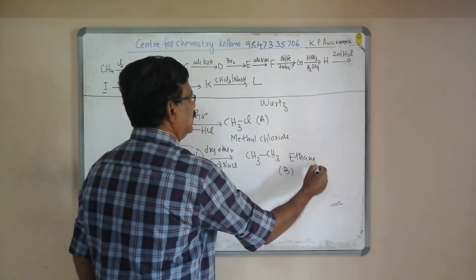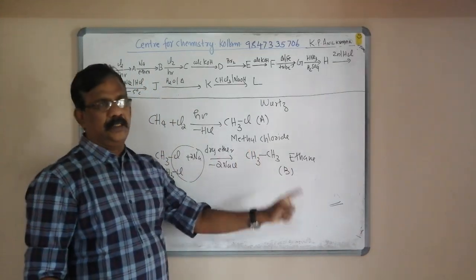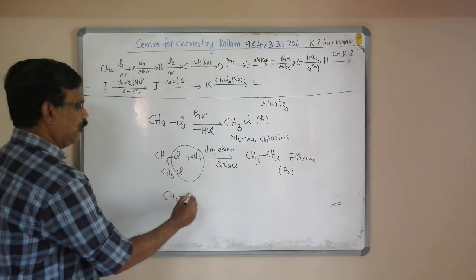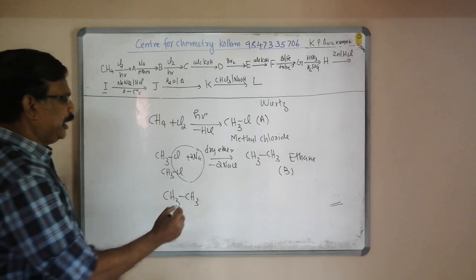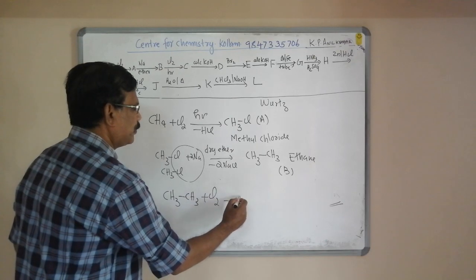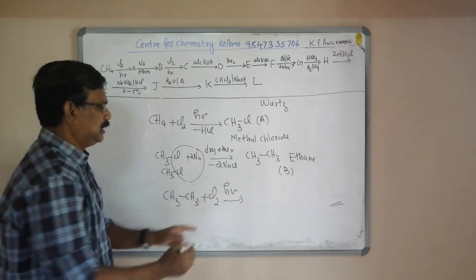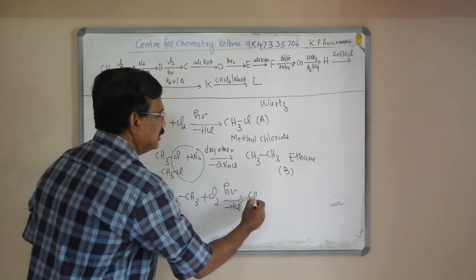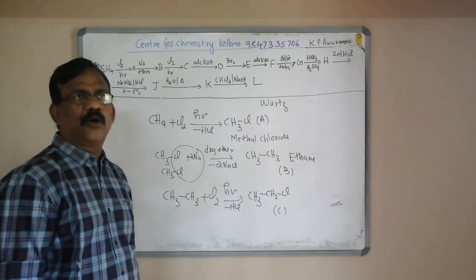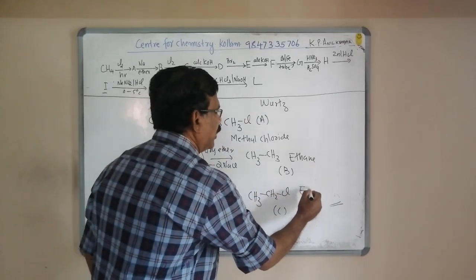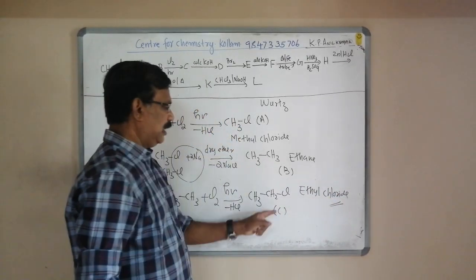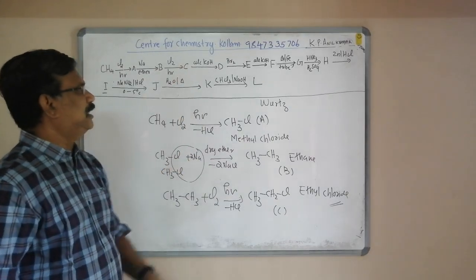So methane to ethane. Then B is ethane, CH3-CH3. Again chlorination, a photochemical reaction by free radical mechanism, chlorine in presence of light, H and Cl, minus HCl, gives CH3CH2Cl, that is C, ethyl chloride or chloroethane. We reach up to C, which is ethyl chloride.